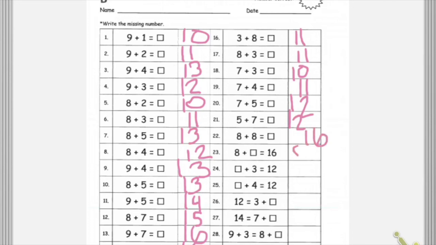Number 23 is 8. Number 24 is 9. Number 25 is 8. Number 26 is 9. Number 27 is 7. Number 28 is 4. Number 29 is 7. And number 30 is 6.